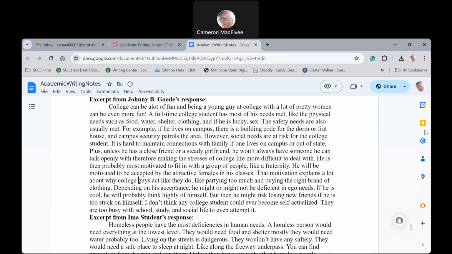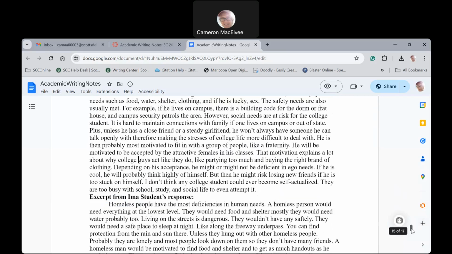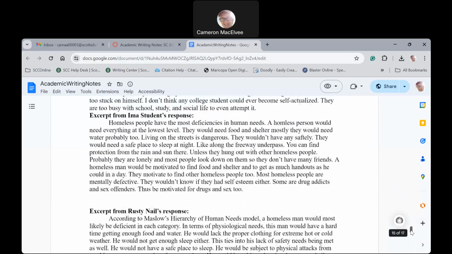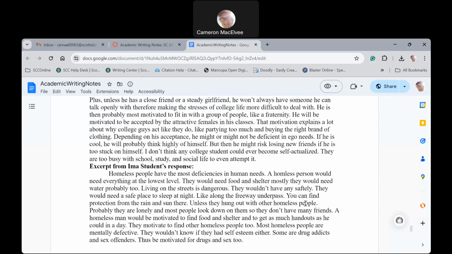So that's pretty poor. So in terms of the scale, we would give him exceeds, exceeds, exceeds, exceeds, does not meet expectations. Style and delivery is really off. Everything else was pretty good, particularly for an in-class written response where he was writing under pressure. Now, this is not so much the case for this next student, not her real name.